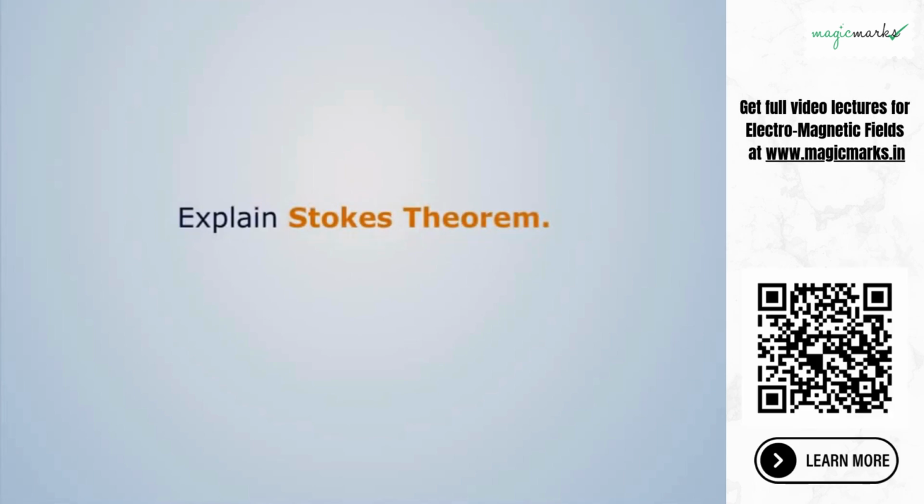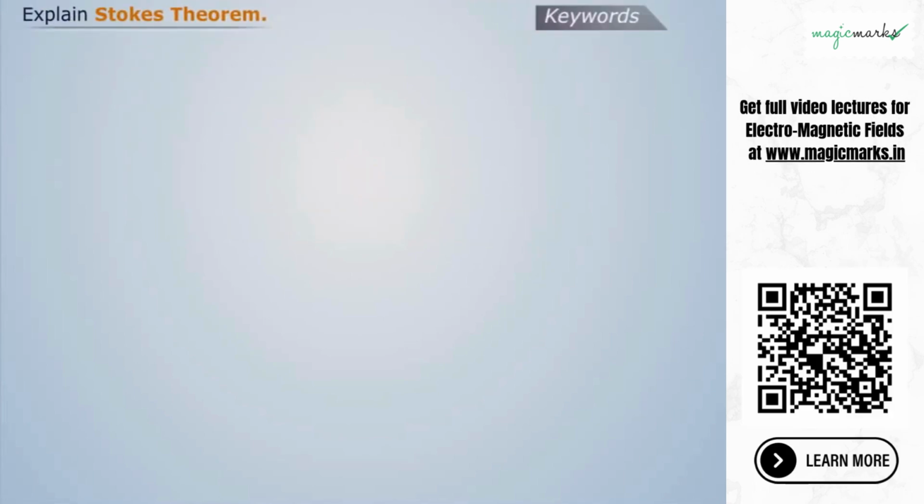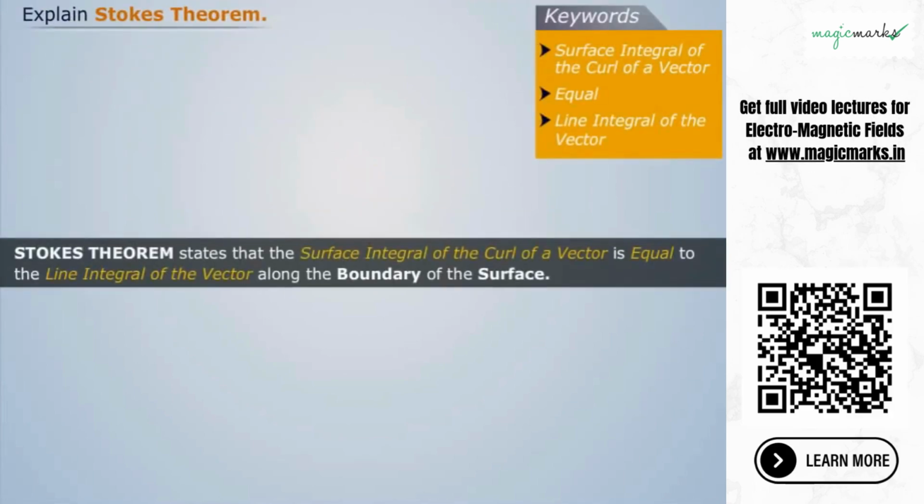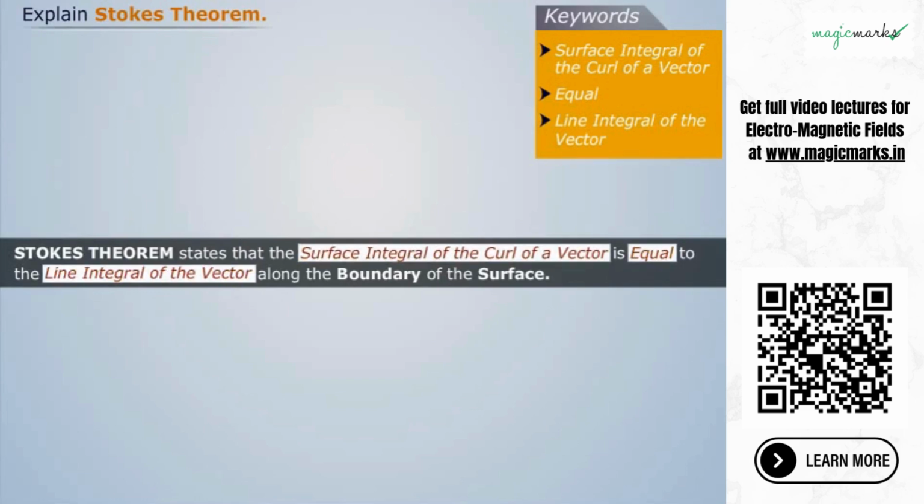Explain Stokes Theorem. Stokes Theorem states that the surface integral of the curl of a vector is equal to the line integral of the vector along the boundary of the surface.